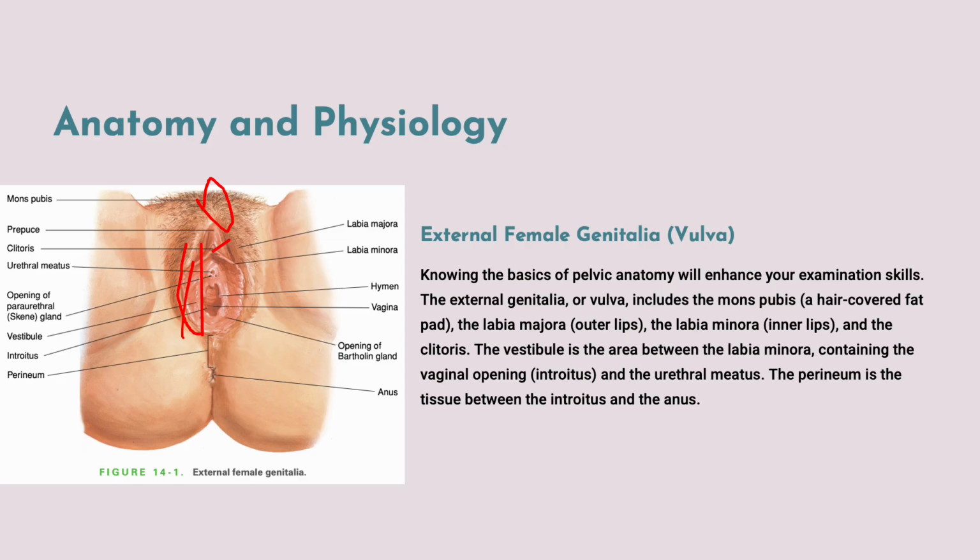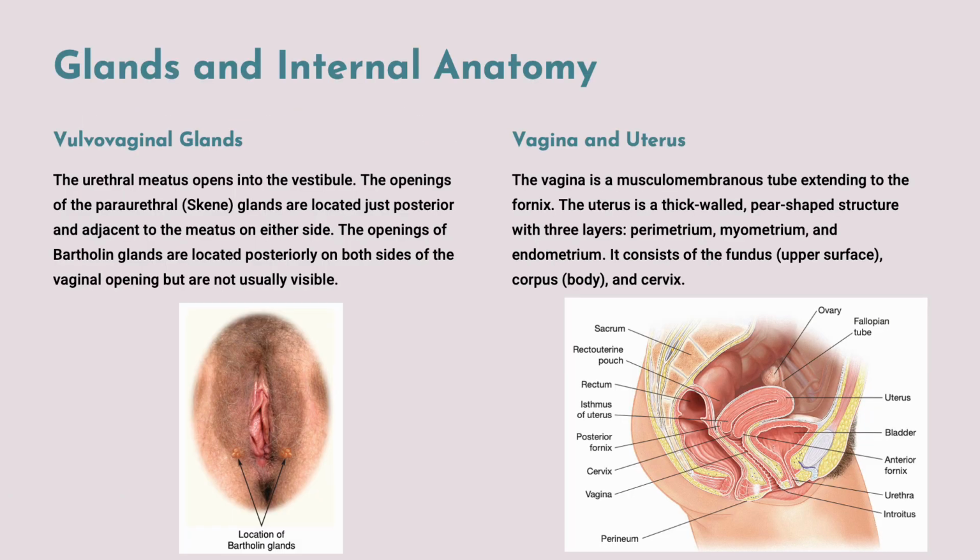The vestibule is the area between the labia minora, which contains the vaginal opening called the introitus, as well as the urethral meatus. The perineum is all that space in between the introitus and the anus.